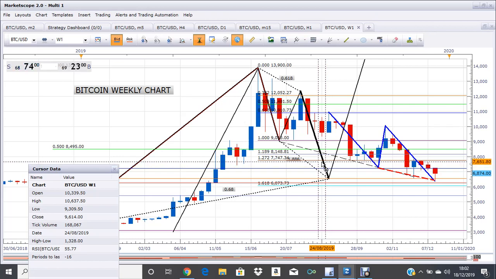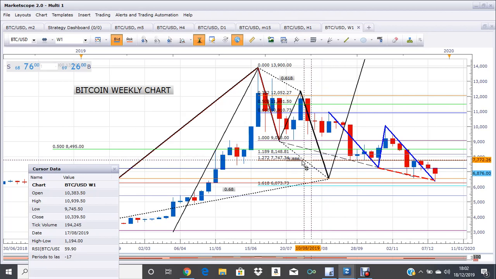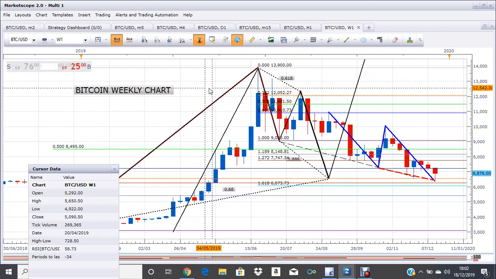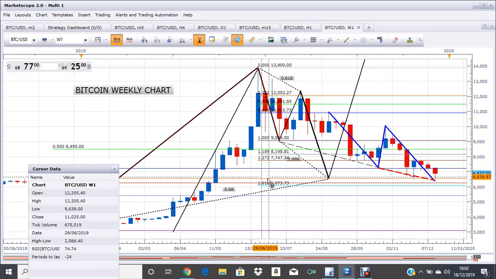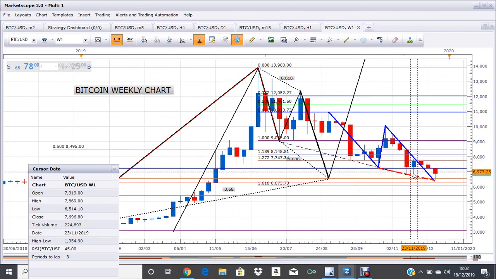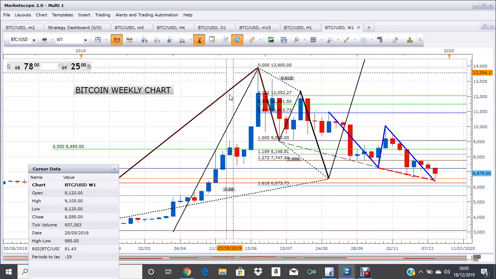Well, folks, this is Wednesday evening, 6 p.m. UK time. Just having a look at the Bitcoin chart. This is the weekly chart that we've been looking at for quite some time. And you see, we did break down to the downside. Just took the price we were looking at initially to complete this Gartley pattern.